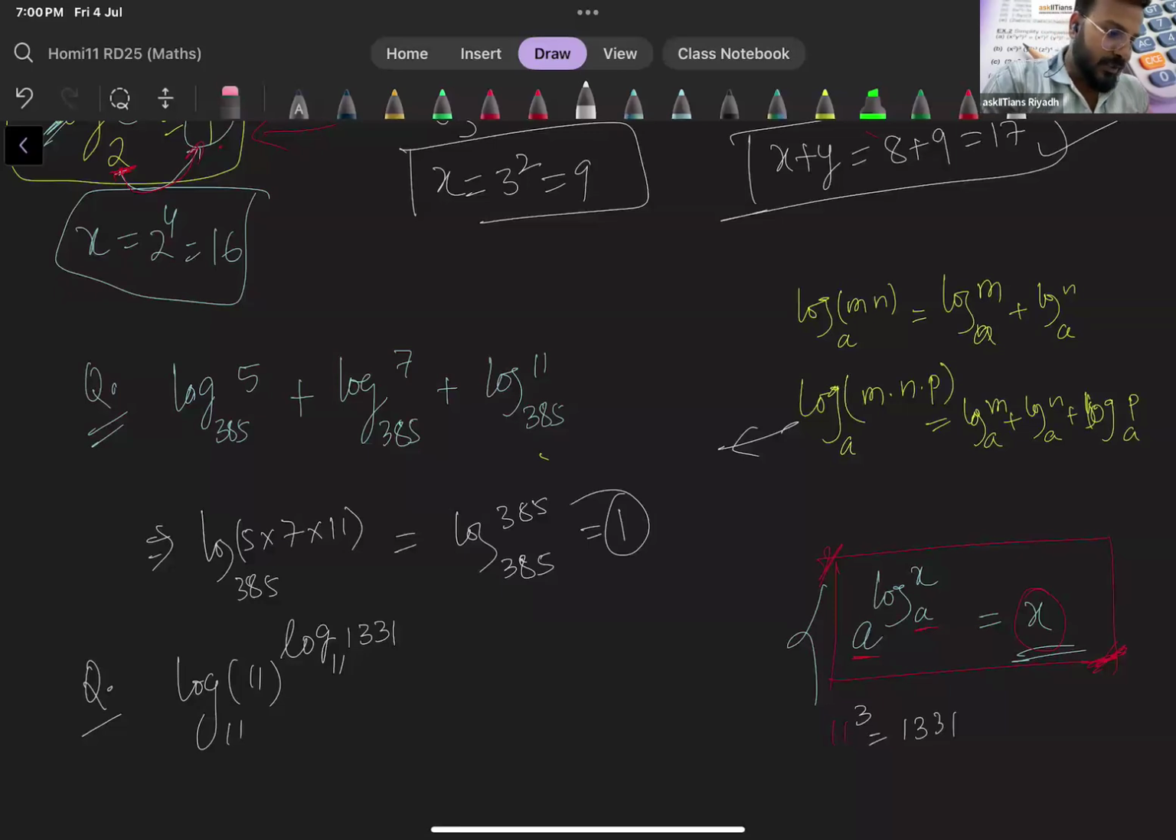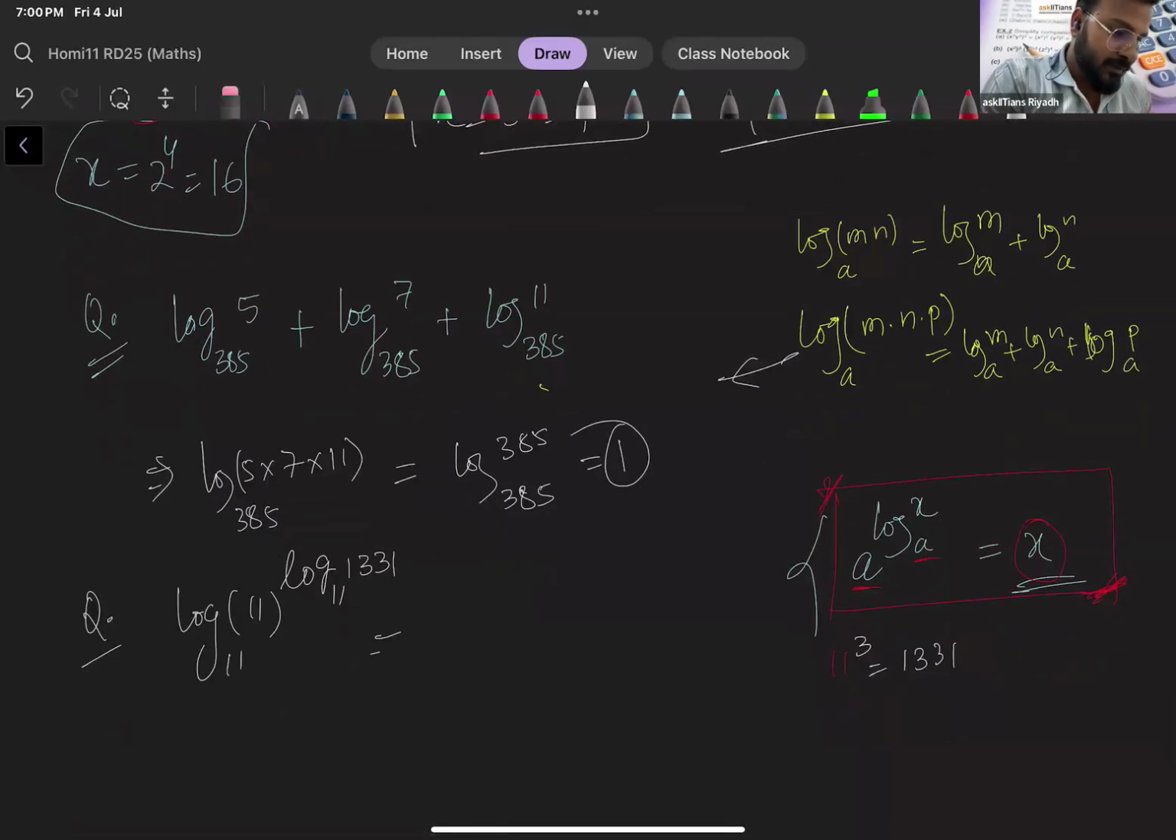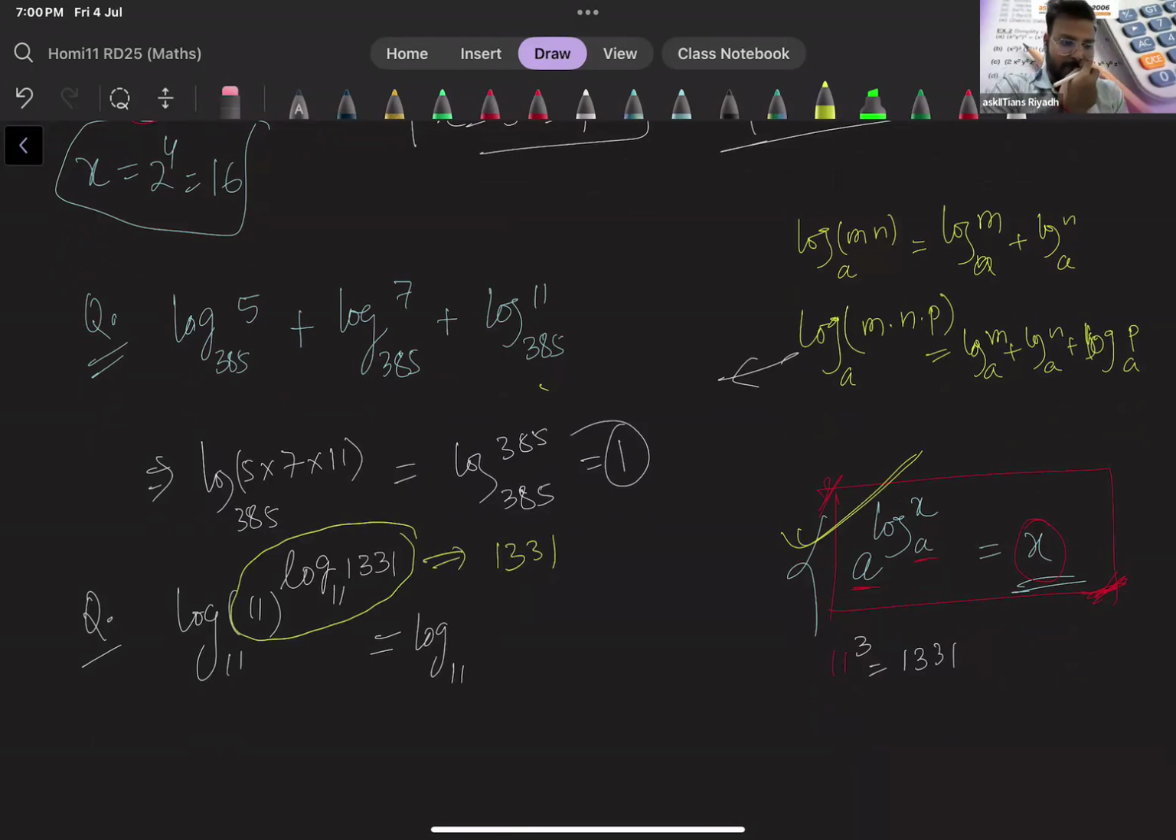So now if you see clearly, we can write this whole thing as log of 11 to the base 11 and whole power. First of all, we can do one more thing here only. We can use this property, and this whole thing will become like 1331. Yes or no, guys? Can you see it? Using this property, right?